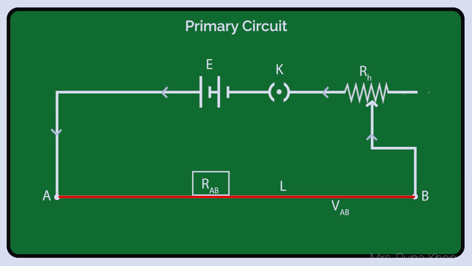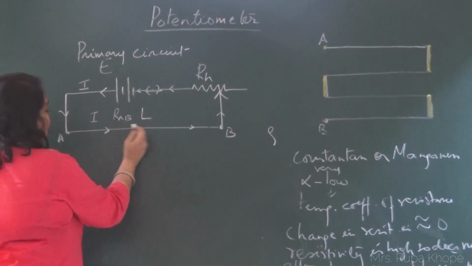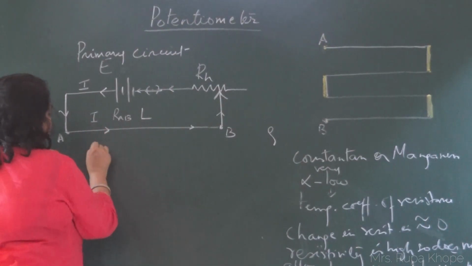Now the resistance of the wire. This wire will have some resistance. Let us call it RAB. Then this wire has some length. Let us call that length L. Though it is 4 meter, let us call it L, capital L. Now, we can find the expression for current.